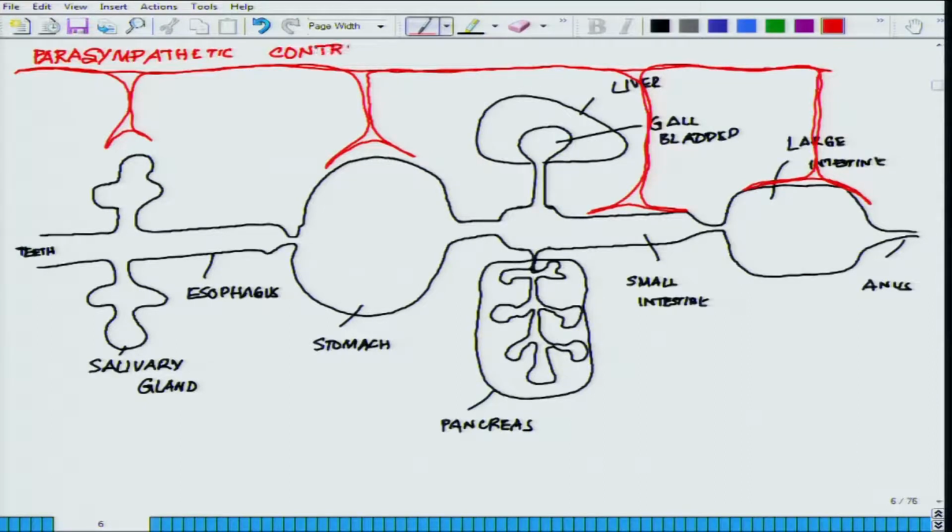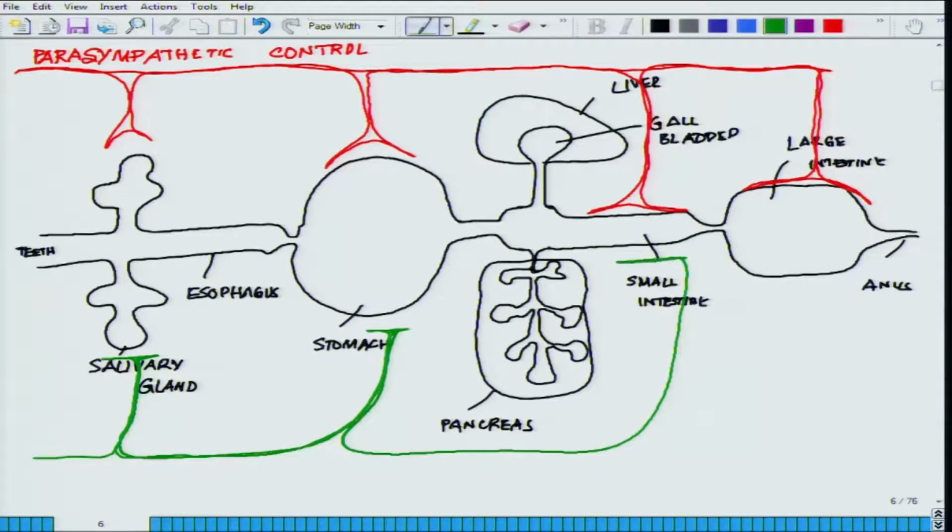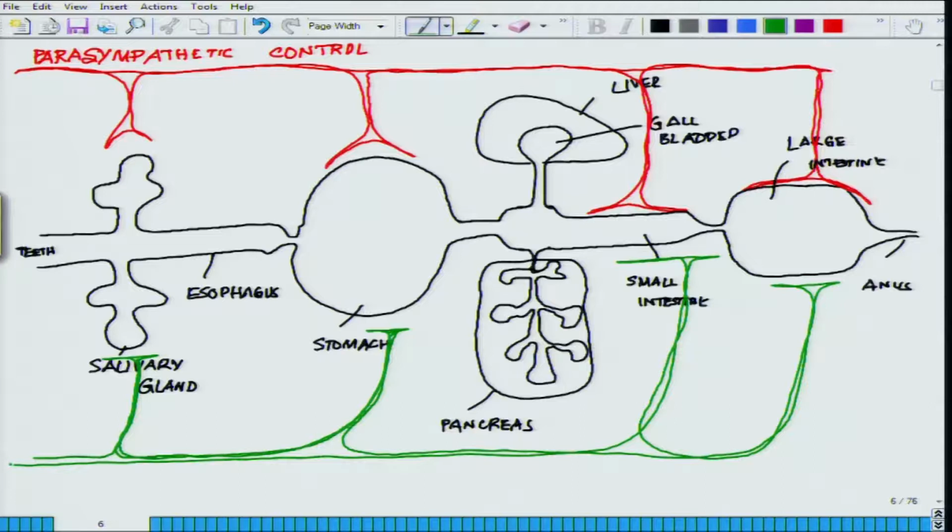Now, where is the sympathetic control, which I told you I will show in green. The sympathetic control moves in exactly the same way. Here is the sympathetic control moving through along the stomach. And then you have the sympathetic control exactly at the same point where you have the parasympathetic control.